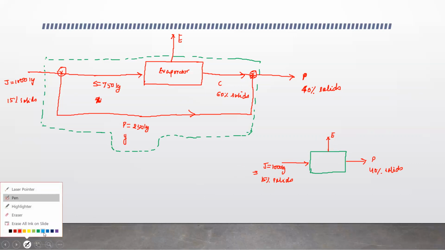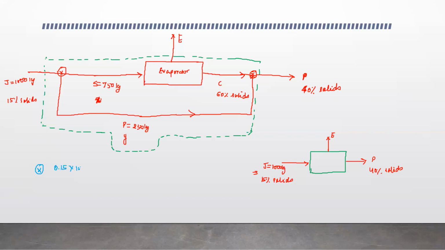Now for this, let's make the two equations. Let's first make the equation for the solid balance. So the solid balance equation gives us 0.15 into 1000 equals 0.4 into P. So you'll get 150 upon 0.4, that is your P. This is going to be 375 kg.